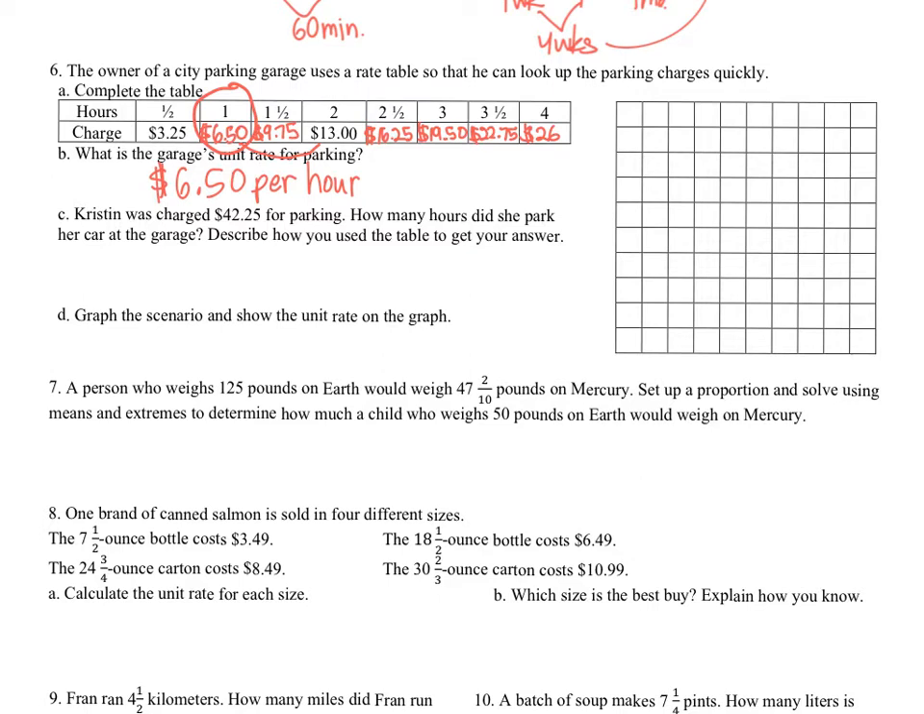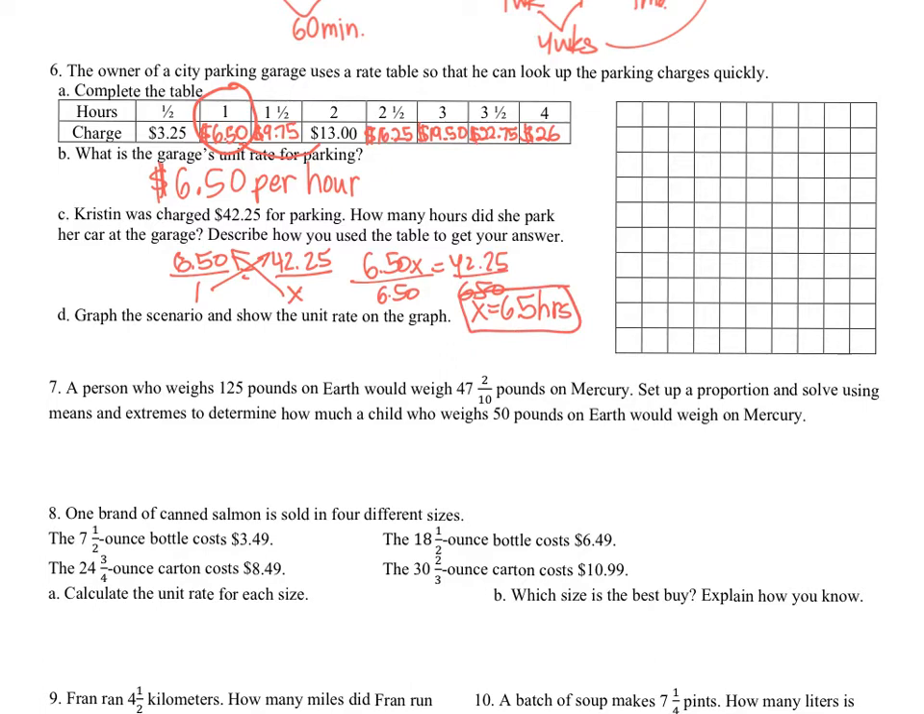Well, we could do a proportion here. $6.50 for 1 hour equals $42.25 for how many hours? So x, we can cross multiply. So 6.50x equals 42.25. Divide both sides by 6.50. And strangely enough, x equals 6.5 hours.